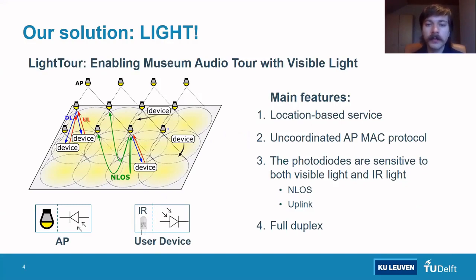Based on this principle, we developed an uncoordinated MAC protocol, which I will present in a bit more detail in a few slides. Then we come to the third feature, which is that LightTour also provides an infrared uplink channel using an infrared LED at each device, and the photodiode at the AP is sensitive to both visible light and infrared light. Finally, downlink and uplink transmission can occur simultaneously, so LightTour provides full duplex communication.